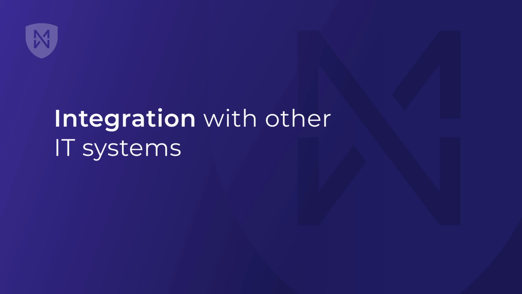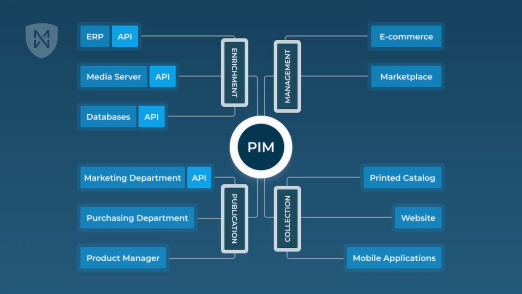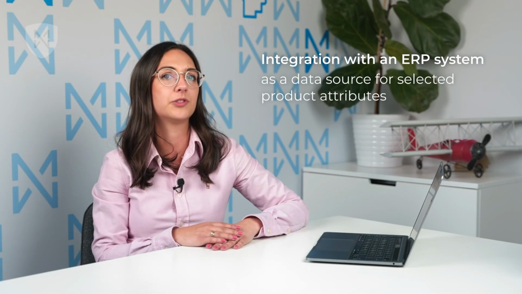Another important factor influencing the cost of implementing a PIM system is integration with other IT systems. Although implementing a PIM on its own provides an excellent internal knowledge base, the key question is how to make it a source of knowledge for customers as well. This is where PIM system integrations with other platforms, such as e-commerce systems or websites, come into play. When designing information exchange workflows, it's also worth considering integration with the ERP system, which can serve as a data source for selected product attributes.